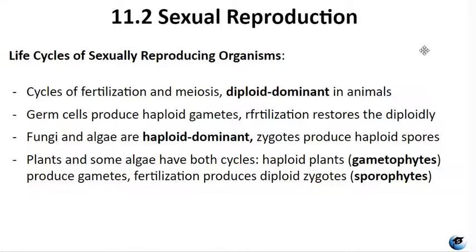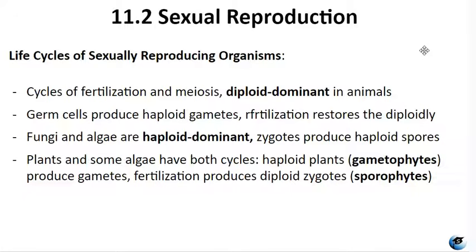Animals, including humans, have a diploid-dominant life cycle where the diploid cells, called germ cells, produce haploid gametes through meiosis. And then fertilization of the gametes restores the diploid condition. On the other hand, fungi and algae have haploid-dominant life cycles where the ecologically important part of their life cycle is haploid. Sexual reproduction involves the fusion of the haploid cells from 2 individuals to form a diploid zygote, and then that zygote undergoes meiosis to make spores that are haploid.